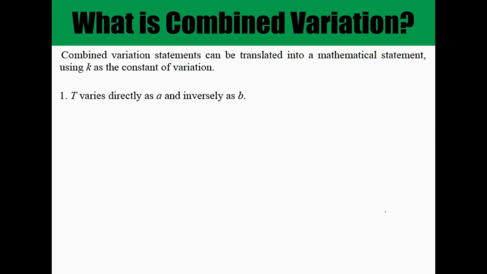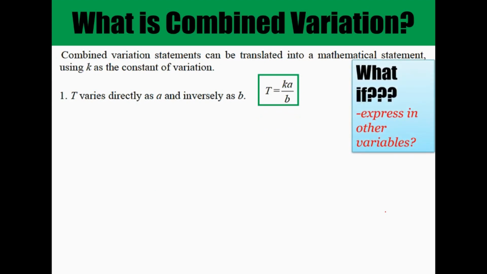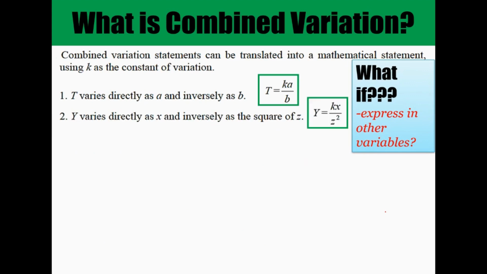T varies directly as a and inversely as b. So that is t equals ka over b. What if it is expressed in other variables? So y varies directly as x and inversely as the square of z. So we have y equals kx over z squared. So again, you are going to use the variables in the mathematical statement.